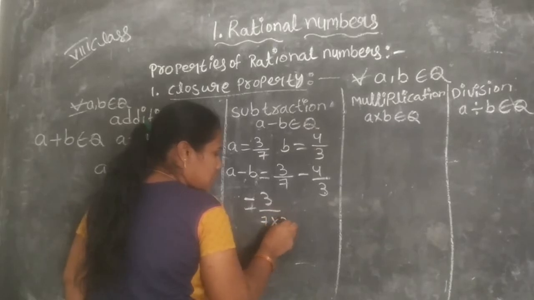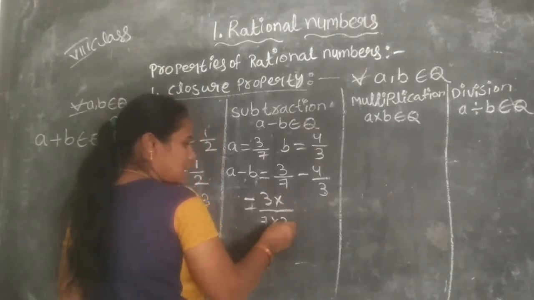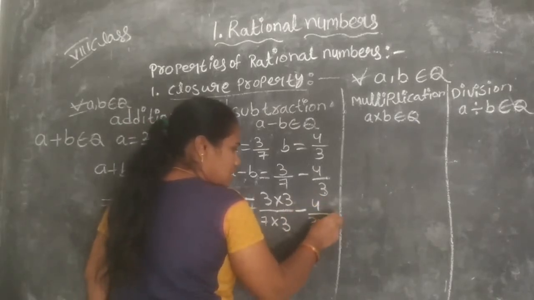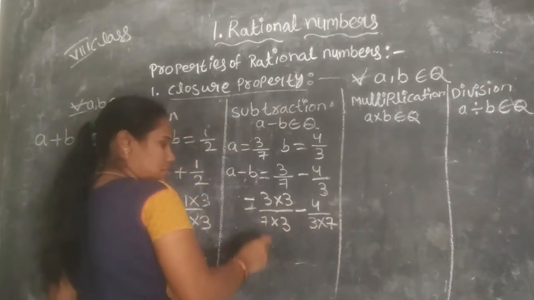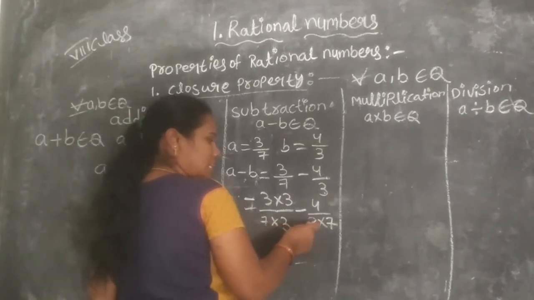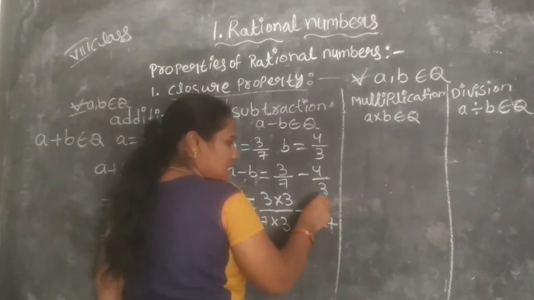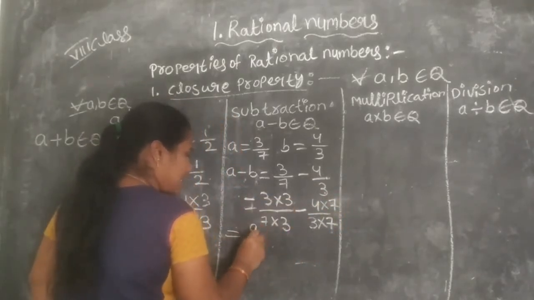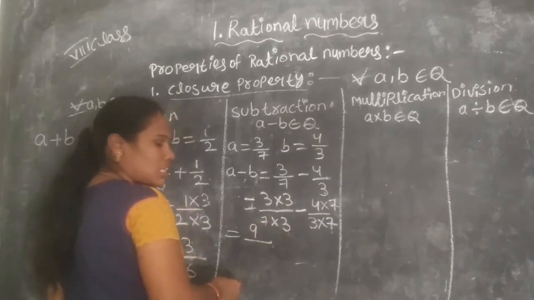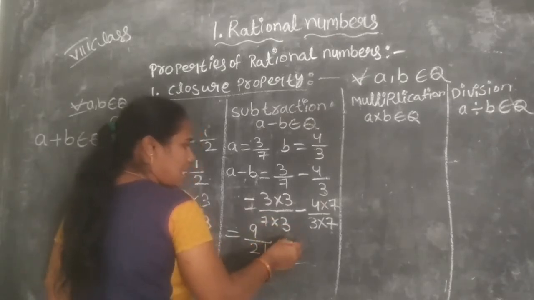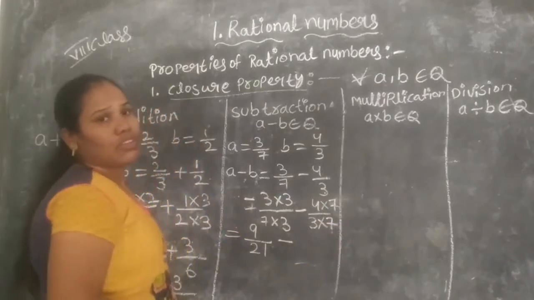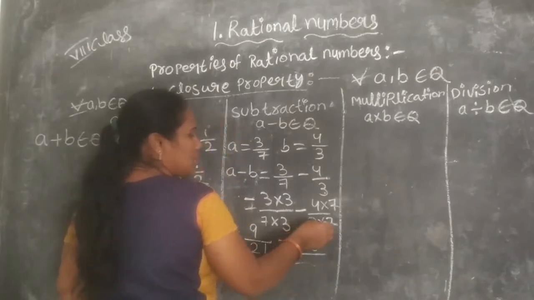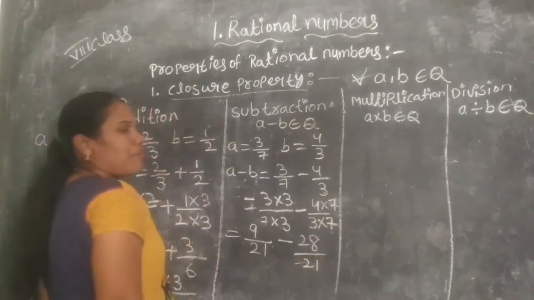7 into 3, 7 3s are 21, and the same number 3 here also. 4 by 3, 3 7s are 21. Here we are taking 7, here also 7. Okay, clear? So 3 3s are 9. 7 3s are 21 minus 4 7s are 28 by 3 7s are 21.